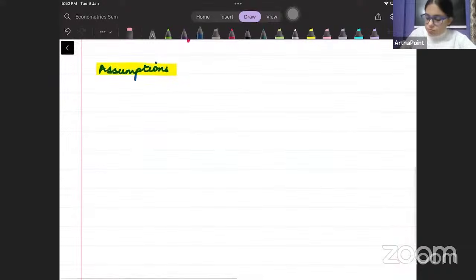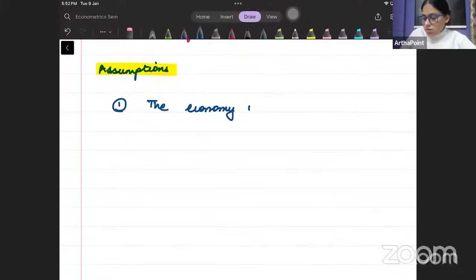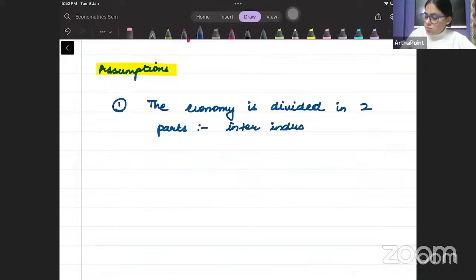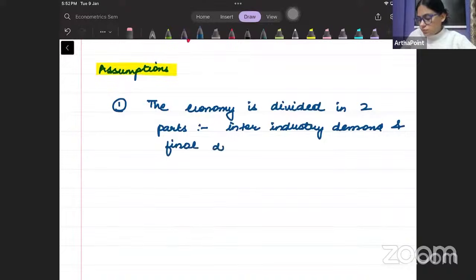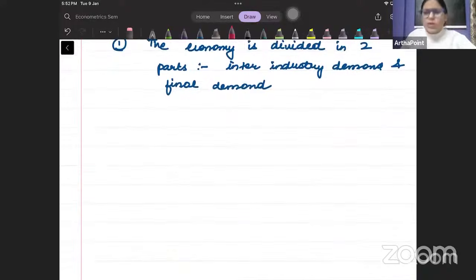First assumption. बच्चे हम लिख सकते हैं that the economy is divided in two parts. The first one is inter-industry demand, and the second one is final demand. एक example समझ लो. जैसे मैंने अगर आपको बोला कि कोई एक हमने इंडस्ट्री ले ली, सपोज आई से इंडस्ट्री ए.